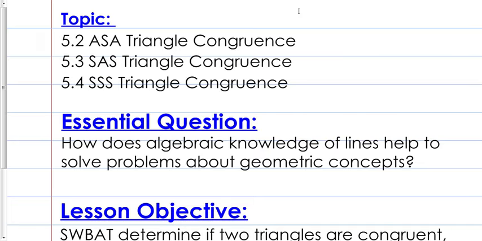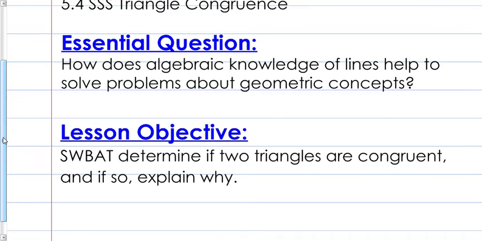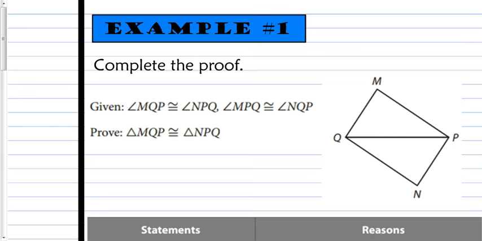And today we're going to be proving that triangles are congruent using those three postulates. The central question for this unit is, how does algebraic knowledge of lines help to solve problems about geometric concepts? And the objective for today's lesson is that you will be able to determine if two triangles are congruent, and if so, explain why.